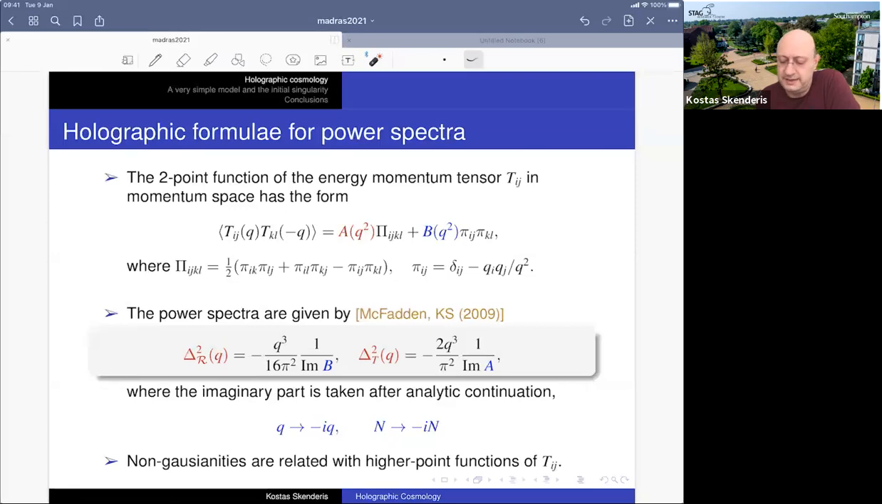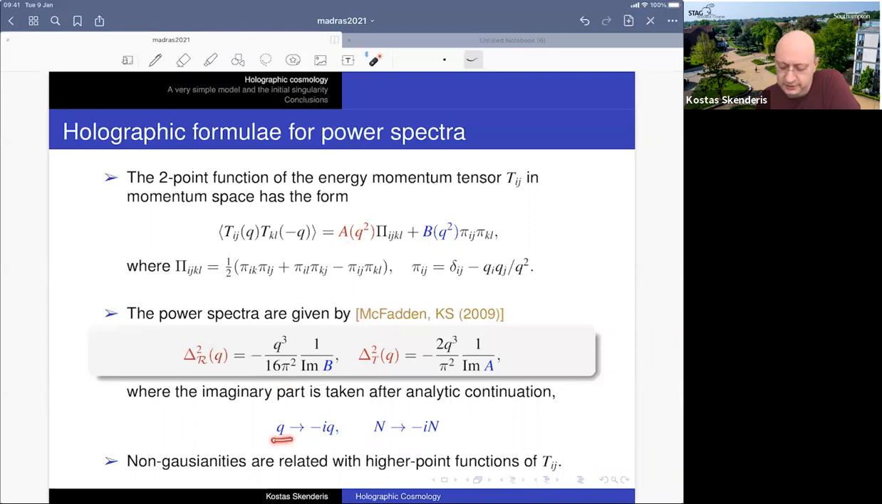So the two-point function contains two pieces. One piece, this A, is about the transverse traceless part of the correlator. And there is a second piece, which is the trace part of that correlator. So this capital pi and the small pi are just projections to the relevant space. So now the dictionary is the following. We take these quantities and we put them in the holographic dictionary, which is the formulas in this box. So you compute A and B, you put them into these formulas, and then you take an analytic continuation, which I indicate over here.